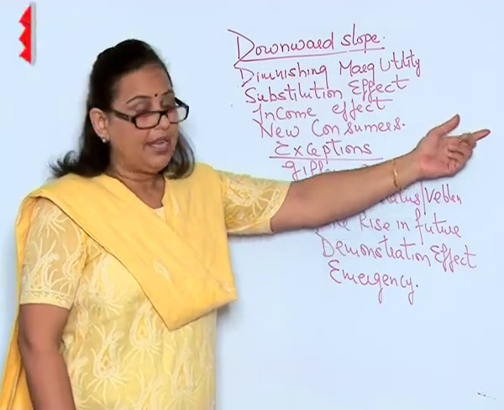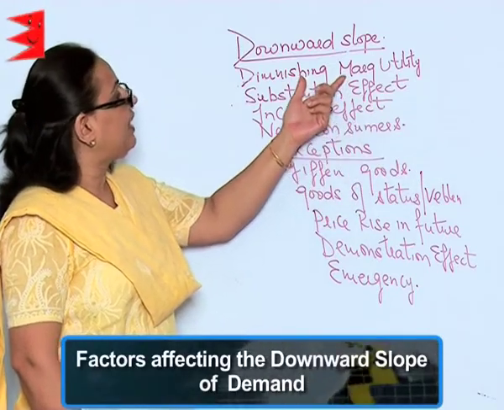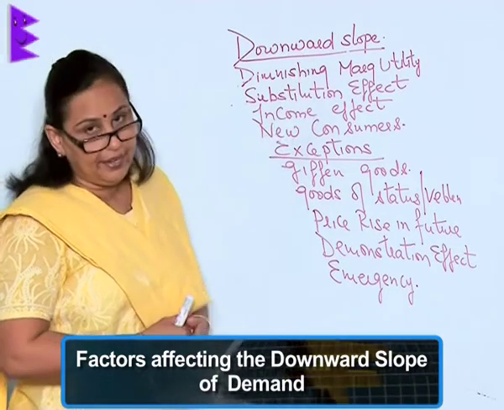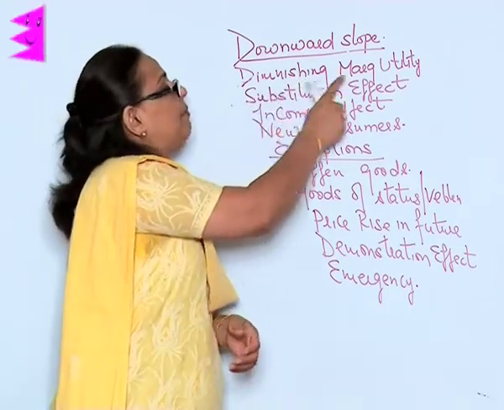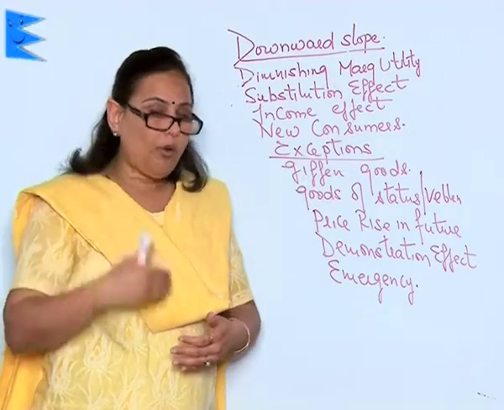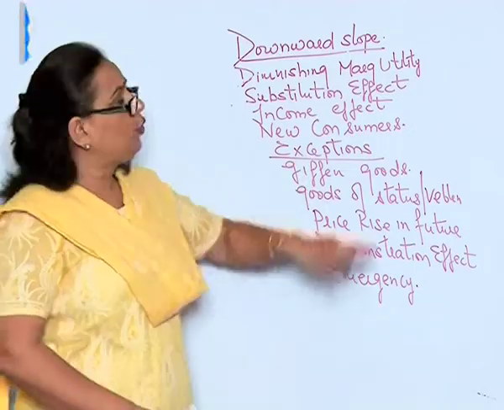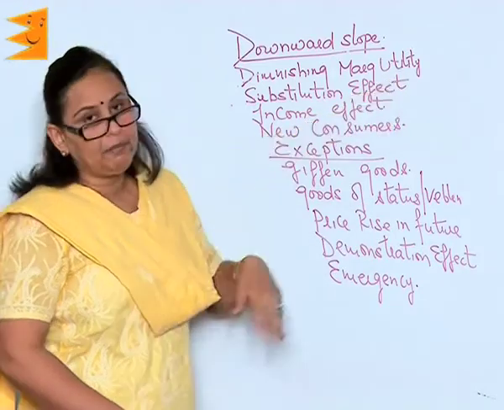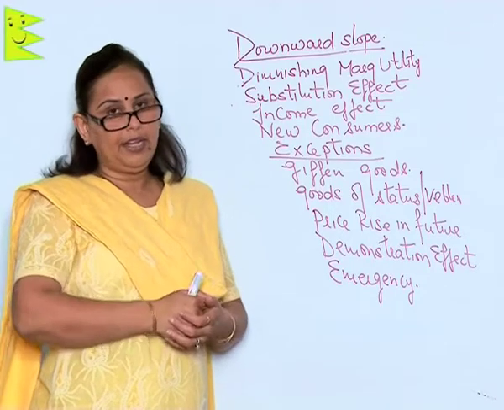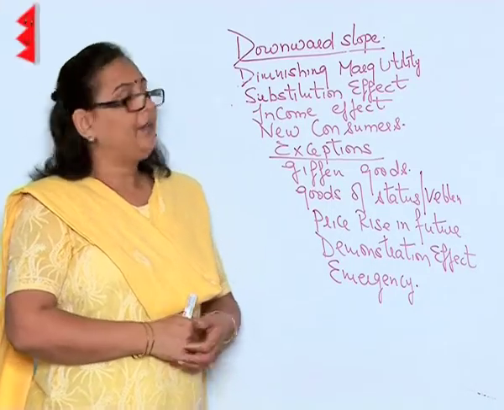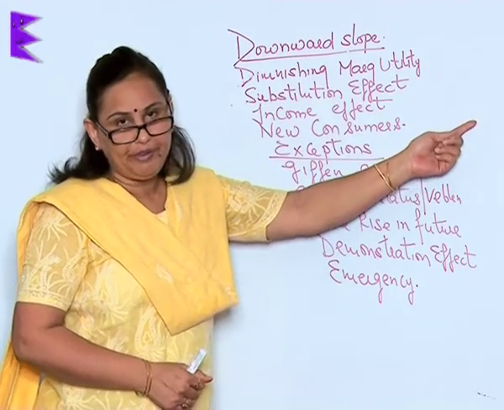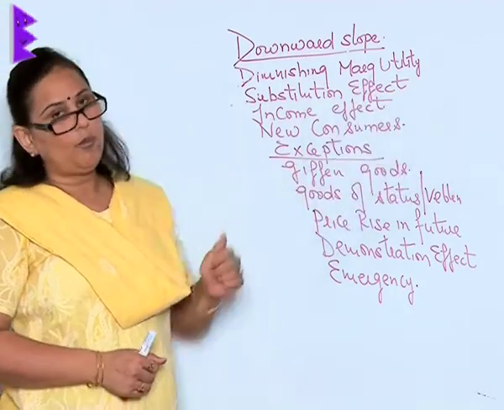And the factors which are making it a downward slope are, first, diminishing marginal utility. When a consumer buys more and more and more, the utility of that commodity keeps on decreasing for him. So, the more the commodity, the lesser the utility, which means that it has to be a downward slope when he reaches a point of time where he needs no more.